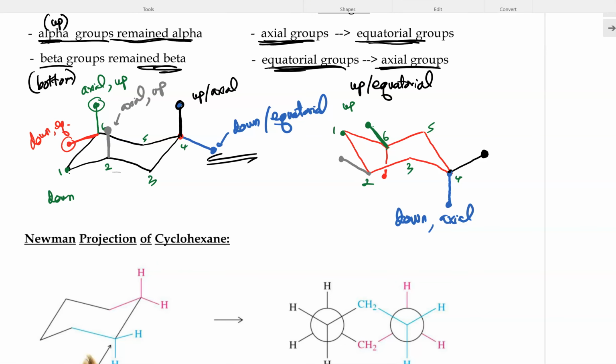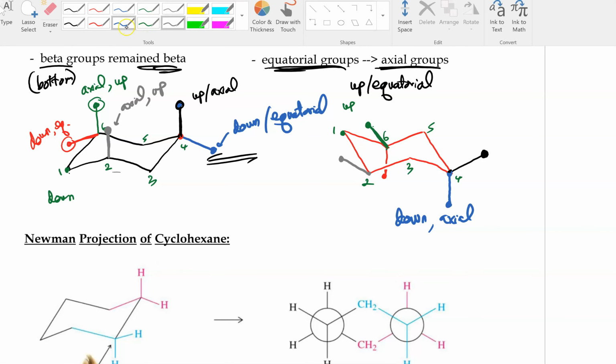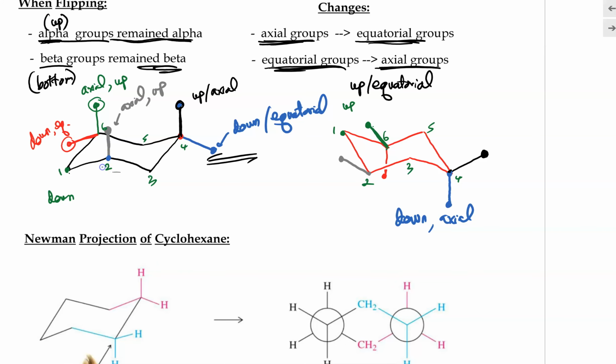Now as for the other position of this carbon number 2, since this is the axial location, the equatorial would be right here. And now, since this group right here is equatorial and points down, when it flips, it will now become axial and point down. So here on carbon number 2, axial and down. That way that will go.